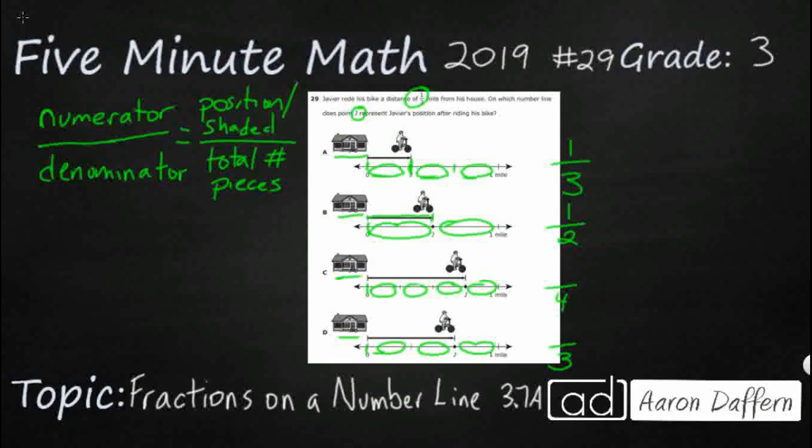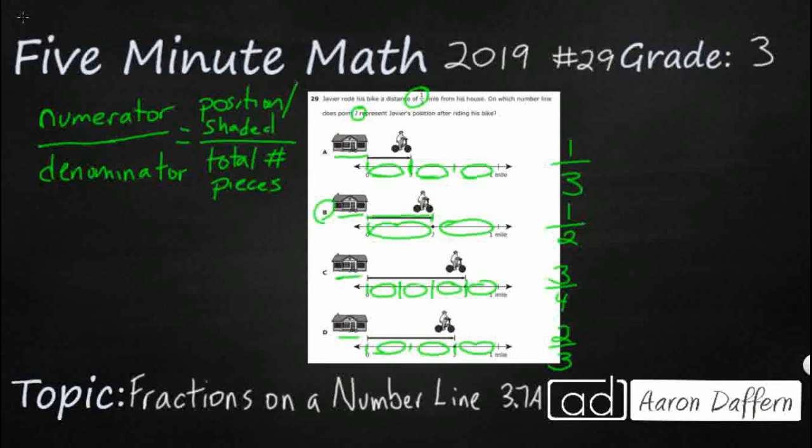C is a little bit farther. I've got 1, I've got 2, I've got 3. So he is 3/4 of the way to a mile. And then on D, it's more than 1. It's 1 and it's 2. It is 2/3. So he's 2/3 of the way to a mile. So we're looking for 1/2, so our answer is going to be B.